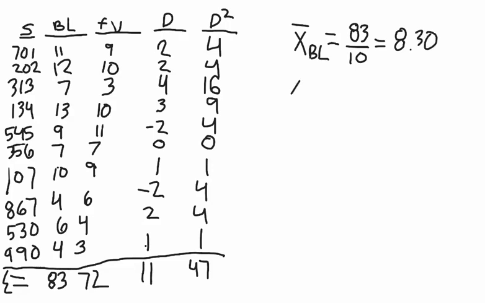Now I'll do the same for the follow-up scores. In that case, the sum of the follow-up scores is 72 divided by 10, which will give me a mean at follow-up of 7.20.